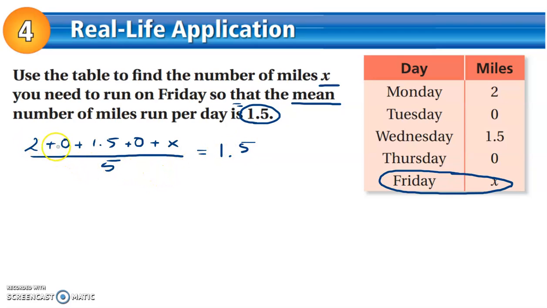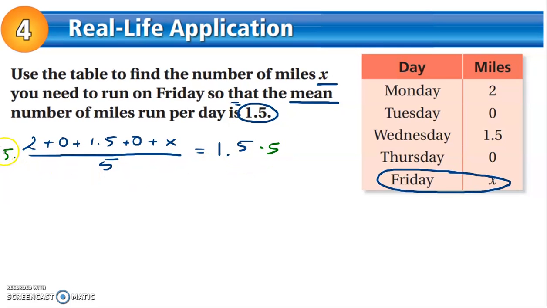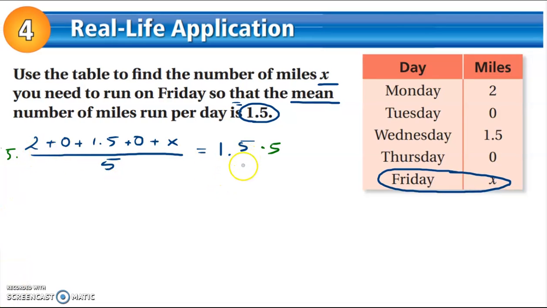All right, so now we add all these up, but remember we want to get rid of grouping symbols, and the fraction bar is a grouping symbol. So we're going to multiply by 5 on each side first. 1.5 times 5 is 7.5. The 5's over here cancel out. Divided by 5 times 5 cancels out. Opposite operations. The zeros we don't need to add.